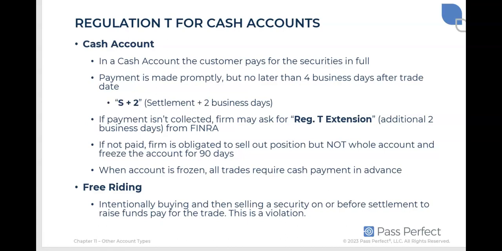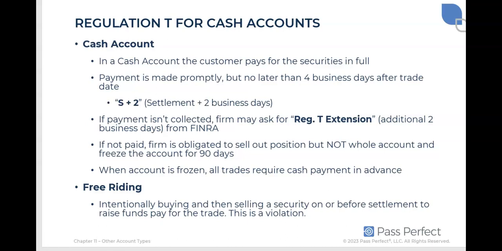Okay, so first off, the payment should be made by the settlement day of the trade, 2 business days. If it doesn't arrive, you get a Regulation T extension for another 2 business days. And then if 4 business days goes by and they have not paid for their trade, the check has not shown up, then they're going to liquidate securities that have been purchased but not paid for on time. They're going to sell them out for what they're going for. And then they freeze the account for 90 days. So it's a frozen account for 90 days.